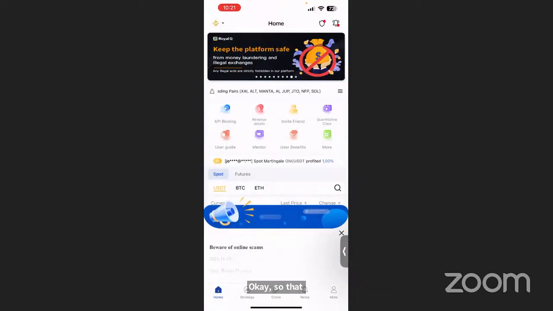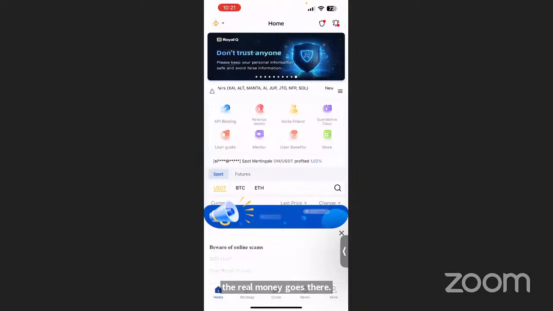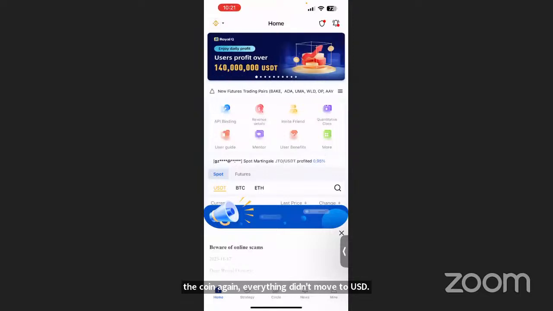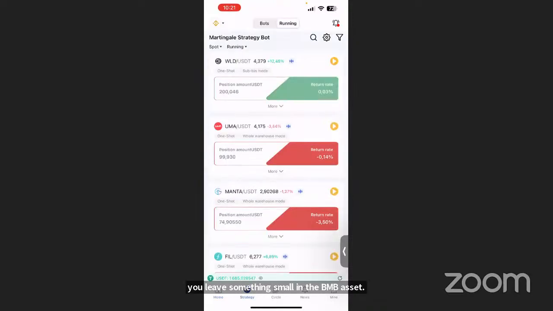On your exchange, the real money goes there. It's being added. But I explained that if you see it in the coin again, everything didn't move to USDT. Convert it into BNB, then later to USDT. But make sure you leave something small in the BNB asset. I hope that is clear, Mashima. Now I'll stop my screen and continue with the questions. We are almost done.